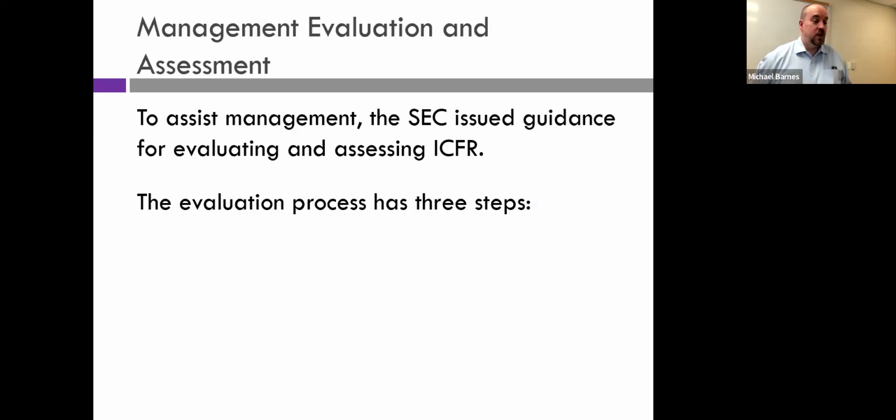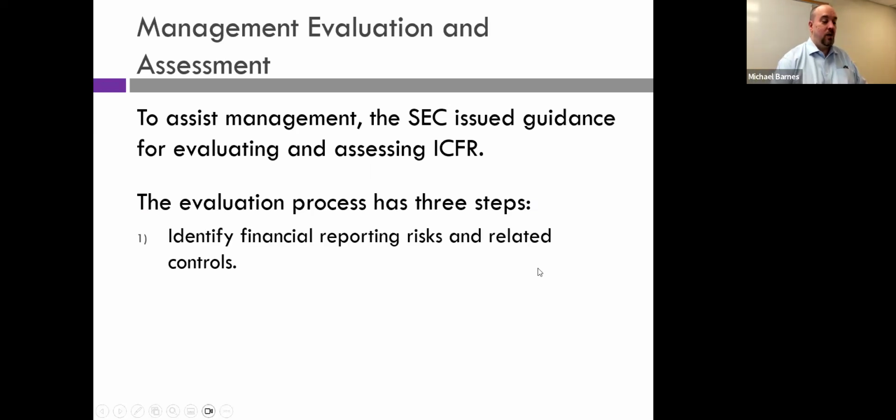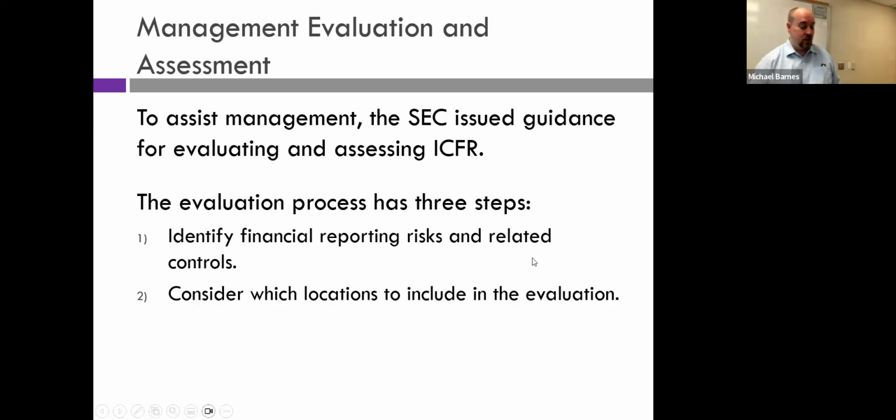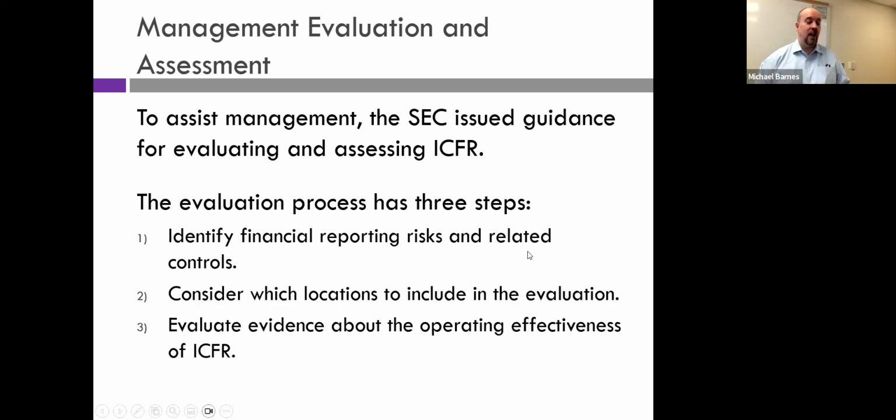So to assist management, the SEC issued guidance for evaluating and assessing ICOFR. And this actually has 3 steps. Identify financial reporting risks and related controls. Consider which locations to include in the evaluation. And then finally, evaluate evidence about the operating effectiveness of ICOFR, okay? Again, this is SEC guidance to management about their assessment, but we are responsible for making sure that management's assessments are reasonable. And we're going to issue our own opinion about what we think the status of ICOFR is.